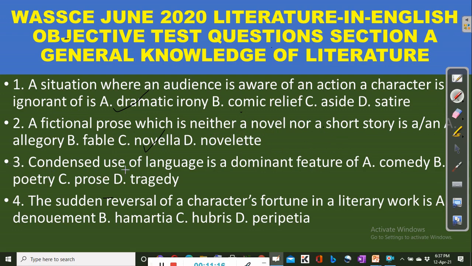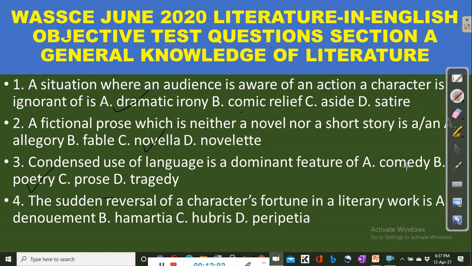Number three, condensed use of language is a dominant feature of A, comedy? No. B, poetry? Yes. I will explain. C, prose? No. D, tragedy? No. Comedy is just any story that has a happy ending or is handling some lighter issues. It is the opposite of tragedy, which always involves the death or the tragic end of the protagonist.